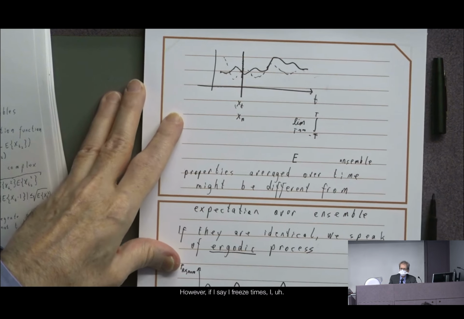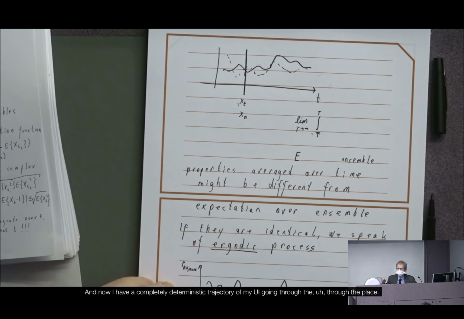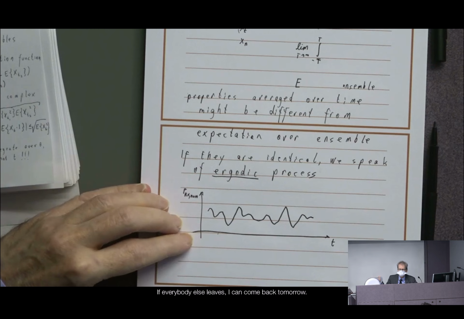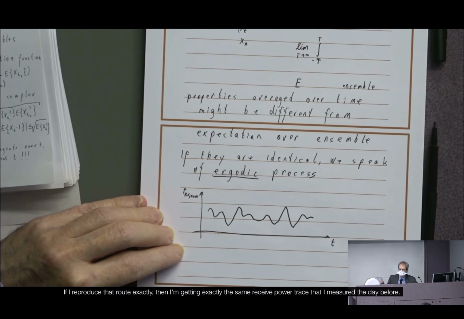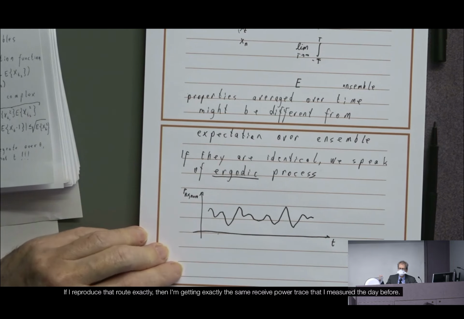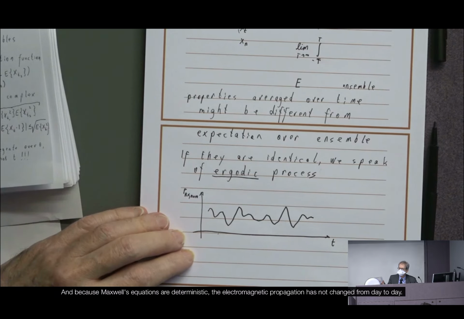However, if I freeze time, and now I have a completely deterministic trajectory of my UE going through the place, so I have no moving objects, then the received power is a completely deterministic process. And I can actually measure on a trajectory in this room here, if everybody else leaves. I can come back tomorrow. If I reproduce that route exactly, then I'm getting exactly the same received power trace that I measured the day before. And because Maxwell's equations are deterministic, the electromagnetic propagation has not changed from day to day.